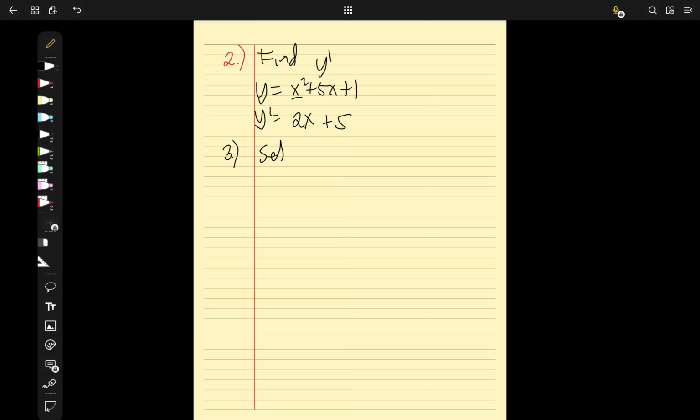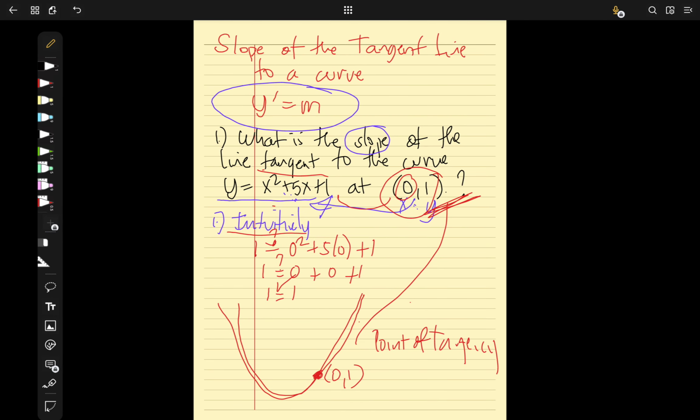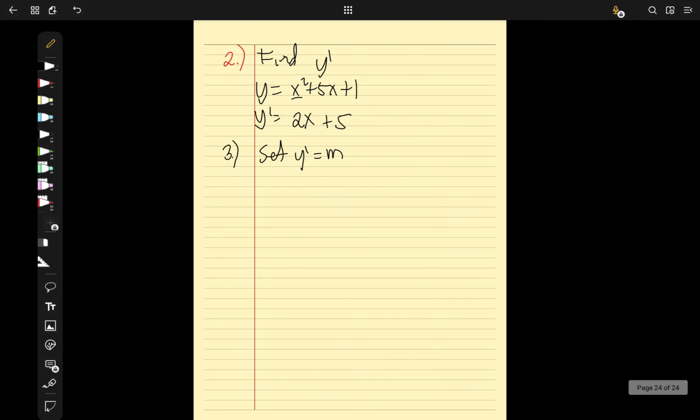Set y prime equals m. So, sabi natin sa first part natin, y prime is simply equal to m. So, gawin lang natin, y prime becomes m. So, m is equal to 2x plus 5. Now, step 4, solve for m at the point of tangency.